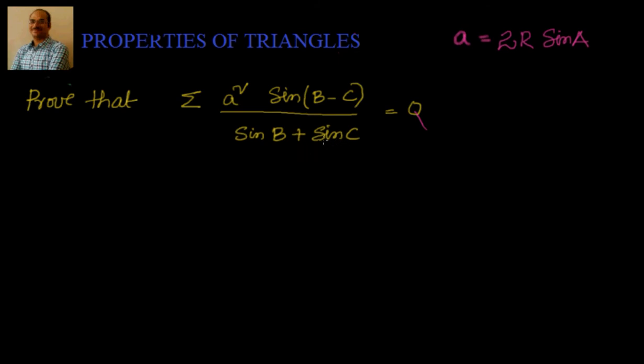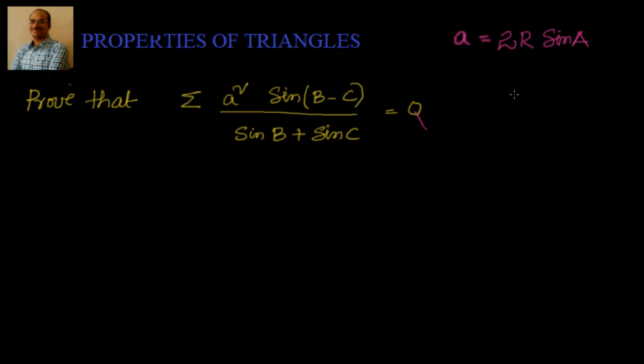What we can do is we can expand sine of b minus c and make it as sine of b cos of c minus cos of b sine of c. Then substitute values of sine of b is equal to b by 2r, and cos of c is nothing but law of cosines formula, that is a square plus b square minus c square by 2ab. You apply those formulas, you can do that.